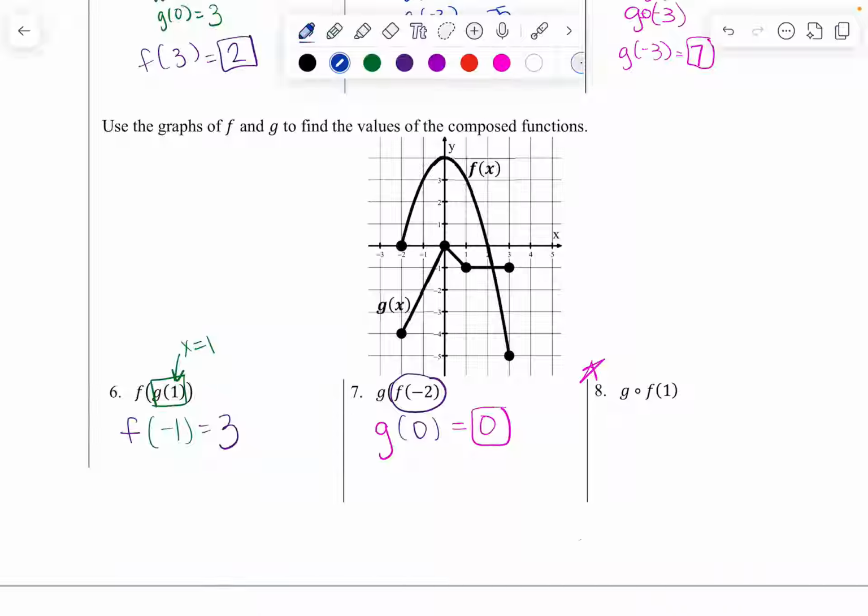All right, let's see what you got. What's f of 1? When x is 1, we follow it to the f function. We get 3 as the output. To find g of 3, when x is 3, the g function is right here. That's negative 1. Oops, this is a 1, sorry, negative 1.